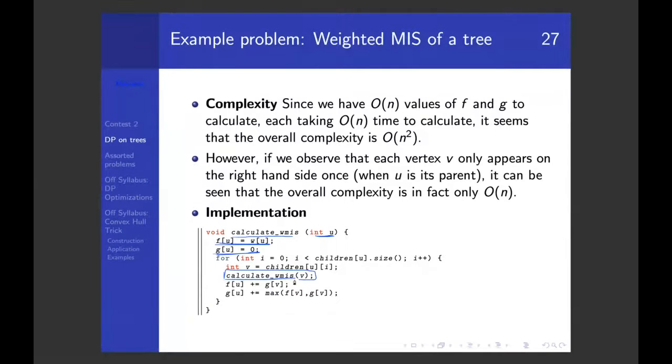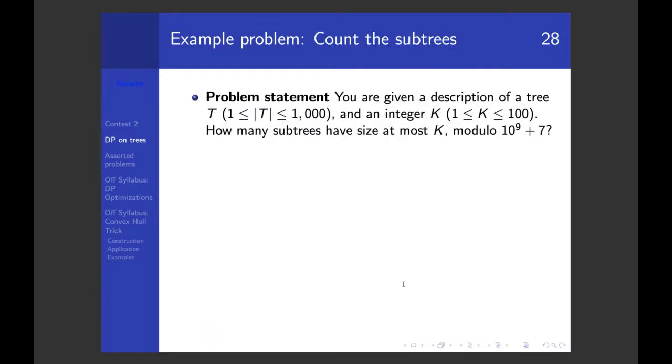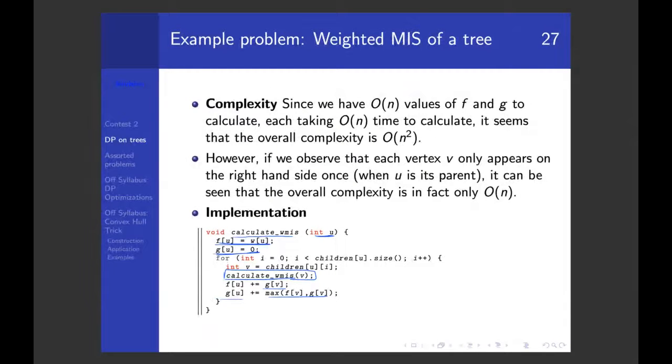And then we say, okay, f of u, that is, we take us. Therefore, we don't take our children. G of u, we either take or don't take our children. This is identical to the previous slide, so nothing crazy going on here. It's just the code version of the previous slide. That is this problem done. Any questions, let me know.